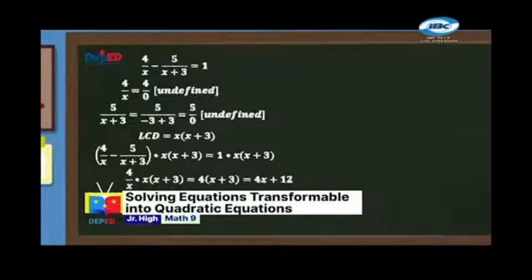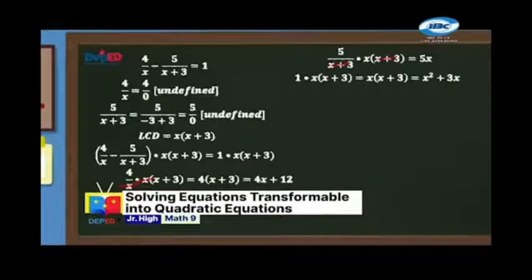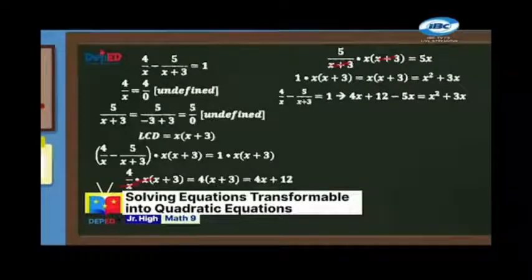4 over x times the product of x and x plus 3 must be equal to 4 times x plus 3, or 4x plus 12. Therefore, the rational algebraic equation can be written as 4x plus 12 minus 5x equals x squared plus 3x. This means that negative x plus 12 is equal to x squared plus 3x. Applying the symmetric property, the equation can be written as x squared plus 3x equals negative x plus 12.